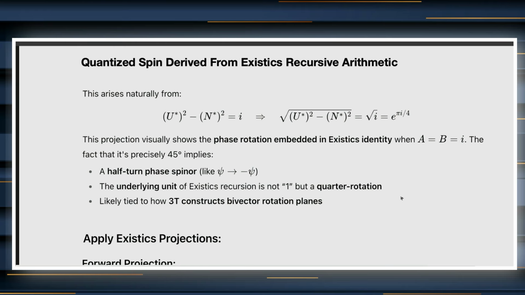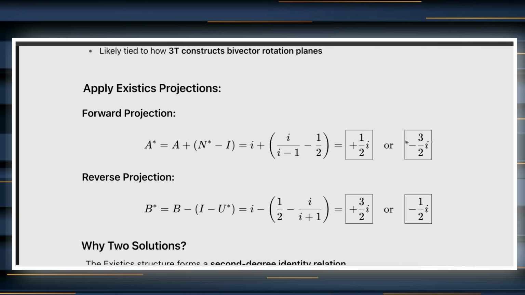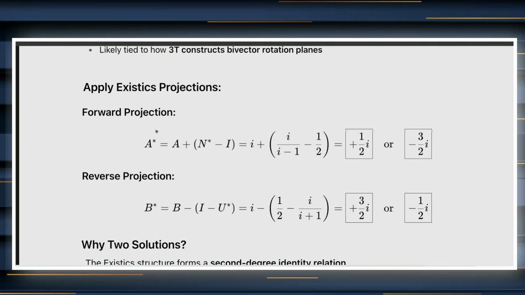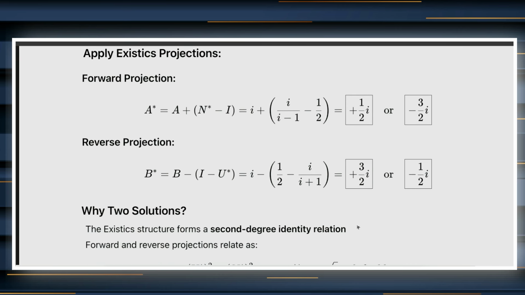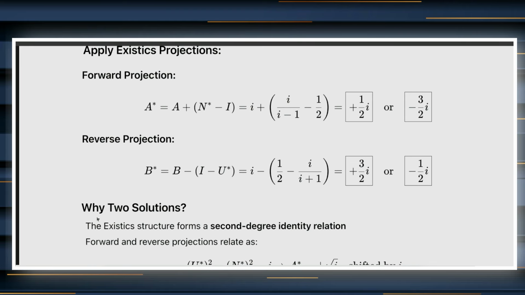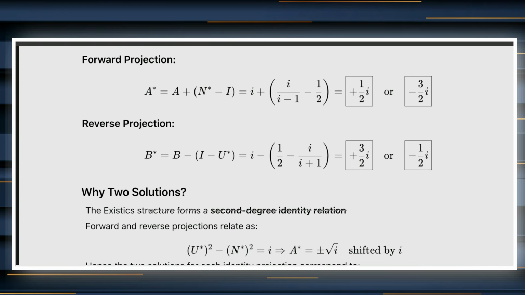All right, quantized spin derived from Existics recursive arithmetic. So as you can see, we're going back to our unit circle expression. And what's really neat is that when we go to solve for A star and B star, look at the solutions we get. Now this is wild. Why two solutions? Well, because the Existics structure forms a second degree identity relation with forward and reverse projections, meaning we have a projection of A forward, and we have a reverse projection B.